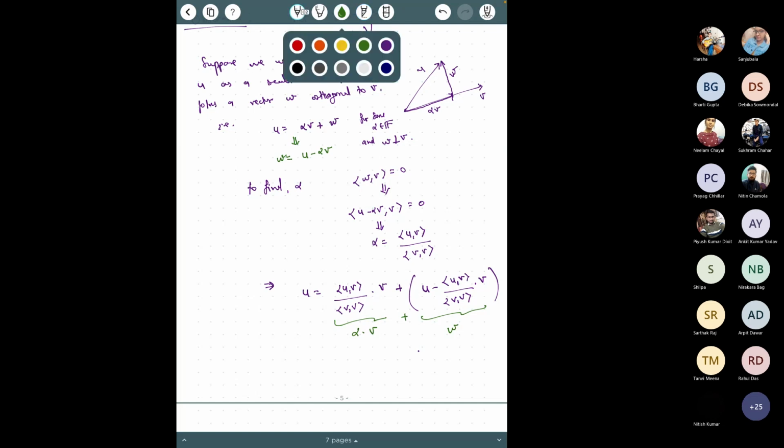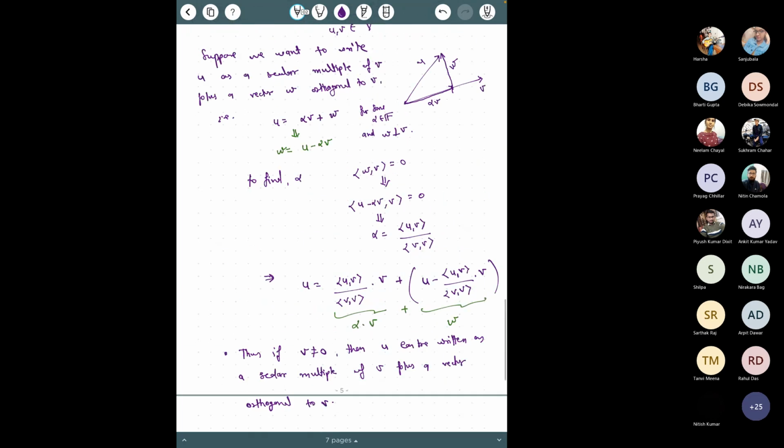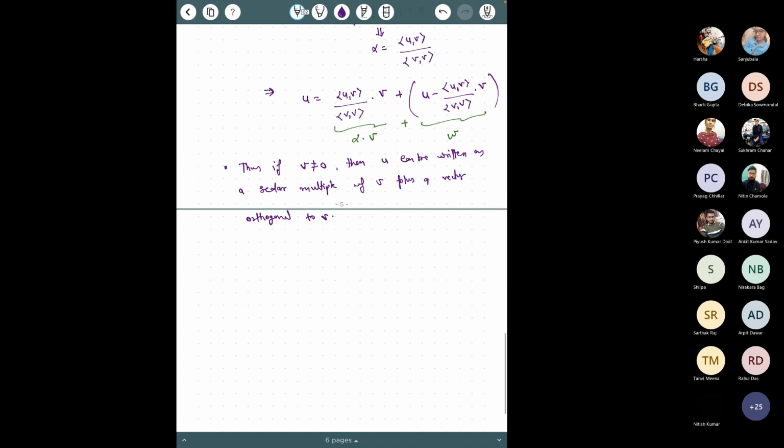So what we can conclude from this observation is that if this v is non-zero, then this vector u can be written as a scalar multiple of v plus a vector orthogonal to v. This is true for any two vectors u and v where v is non-zero. We can always do that. Now using this observation, we will first prove an inequality called the Cauchy-Schwarz inequality. There are several ways to prove this inequality; we will use this observation. So let me first write this.